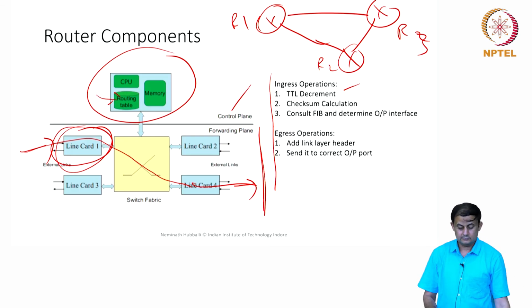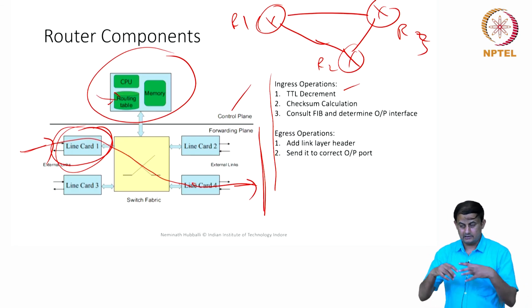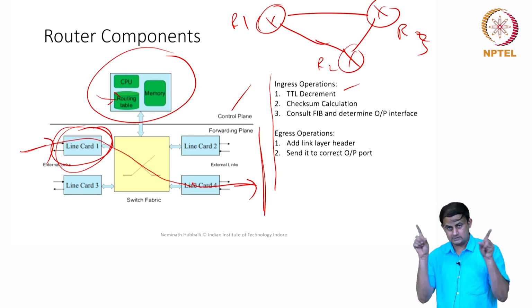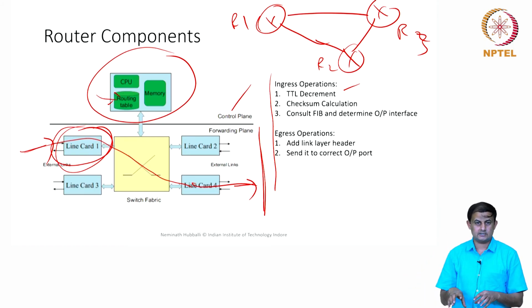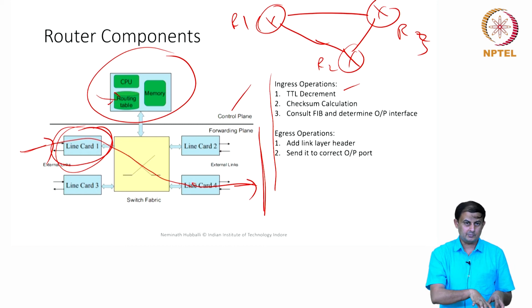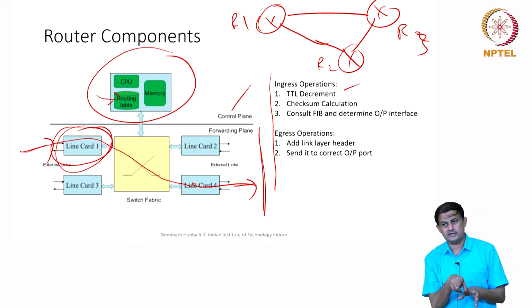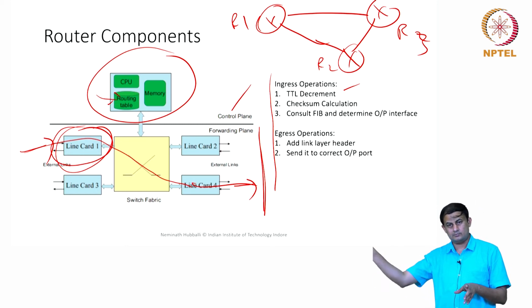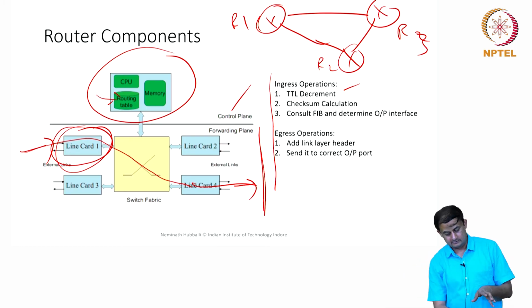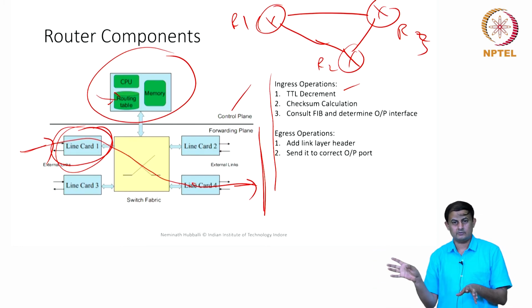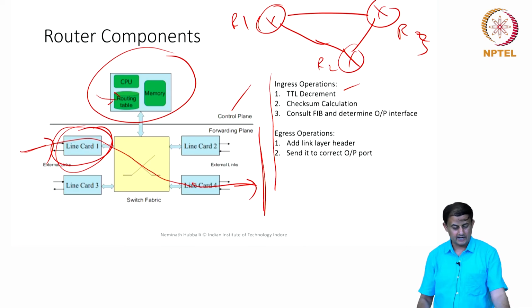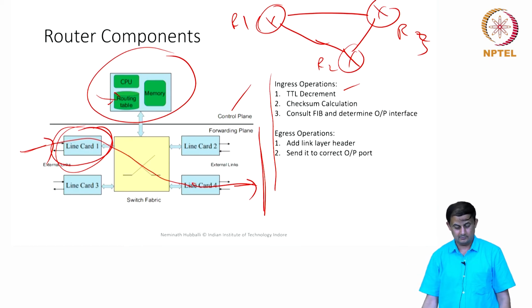And once you decrement the TTL value and recompute the checksum, you extract the bits corresponding to the destination IP address, do the lookup operation, and then quickly decide, okay, I need to go to output port number 4, and this is the corresponding line card I want to use, and then you push the packet to that particular port number.